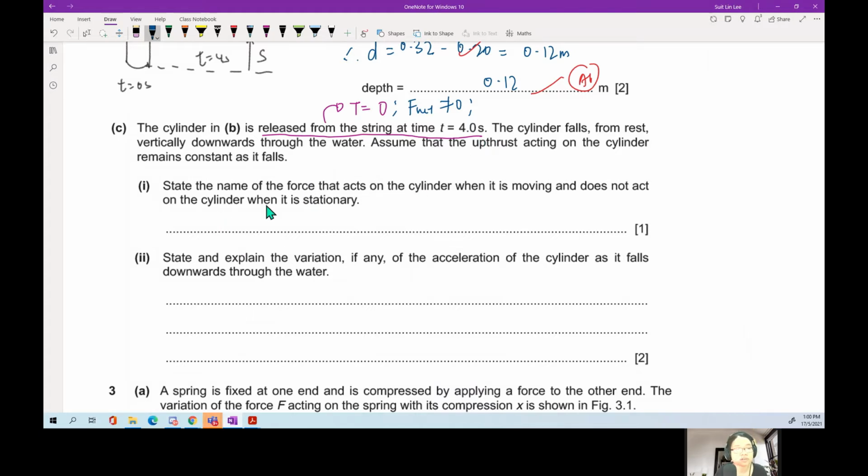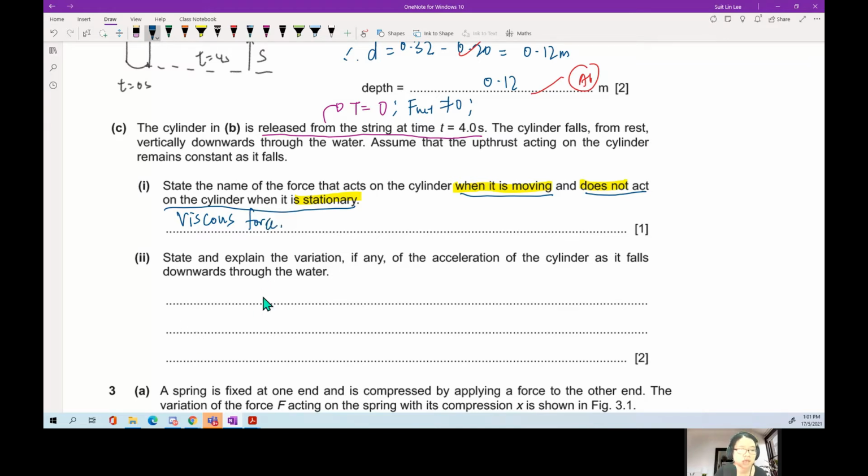State and name the force that acts on the cylinder when it is moving, that does not act on the cylinder when it is stationary. This is such a big clue. Moving, got. Does not act when it's stationary. Drag force or viscous force or air. Can't be air resistance because it's falling through a liquid. Water resistance. Viscous force is better because that's the word commonly seen in your syllabus.